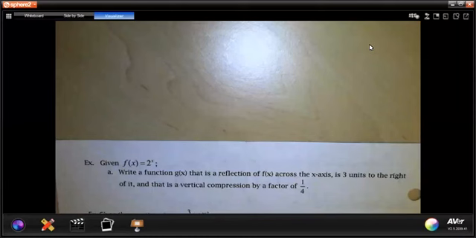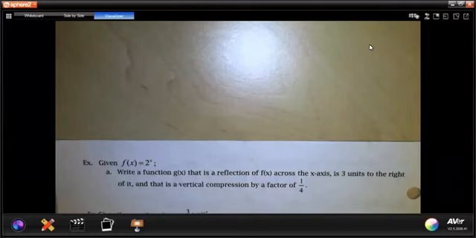All right, to work backwards from this, they're always going to tell you what the parent function is. So here they're saying given f of x equals 2 to the x, so you know this is the parent function. This is what we would want to write it with. Write a function g of x that is a reflection of f of x across the x-axis, is 3 units to the right of it, and that is a vertical compression by a factor of 1/4.